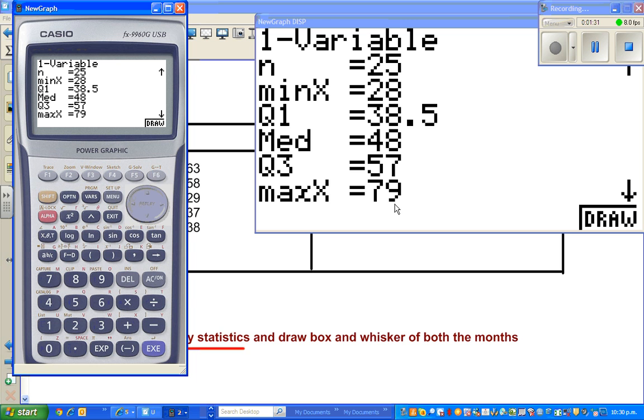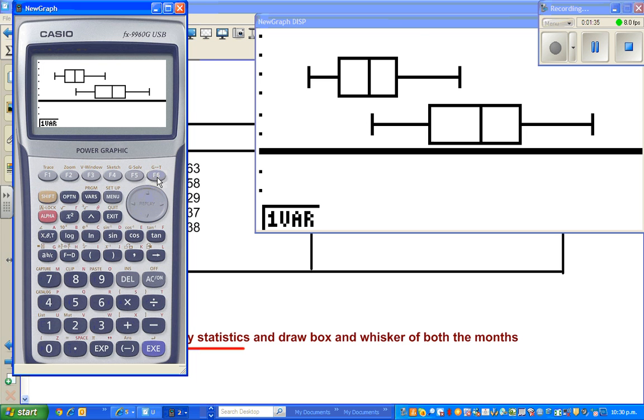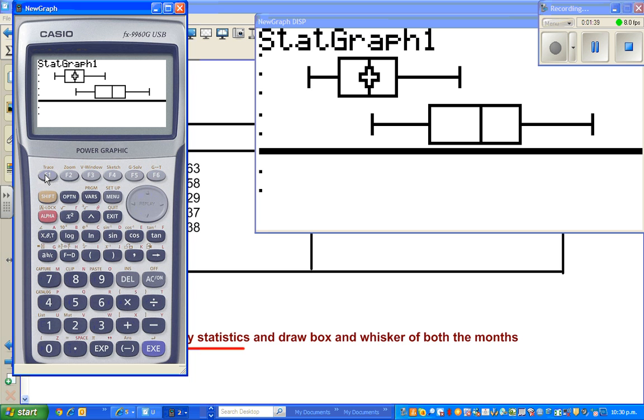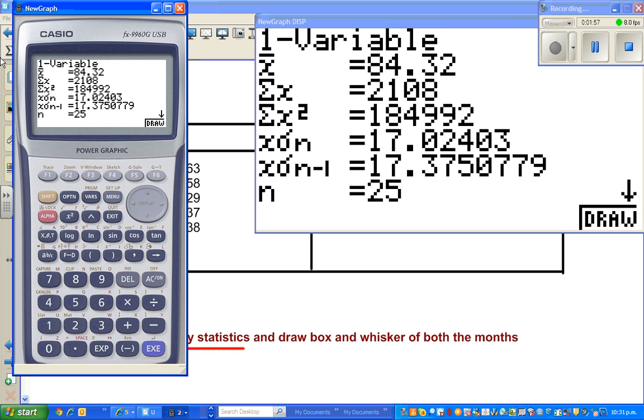Now, if I want to find the summary statistics of January, I have to draw it again, and again click F1, and bring this cursor to this box and whisker plot, for which I use the replay key, which will drop this cursor from year to year. If I click on year, the cursor has come here. Now if I click on execute, this tells me the summary statistics of January.